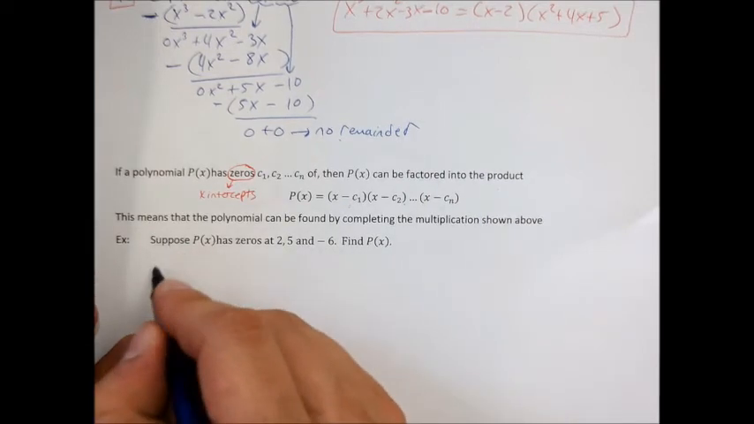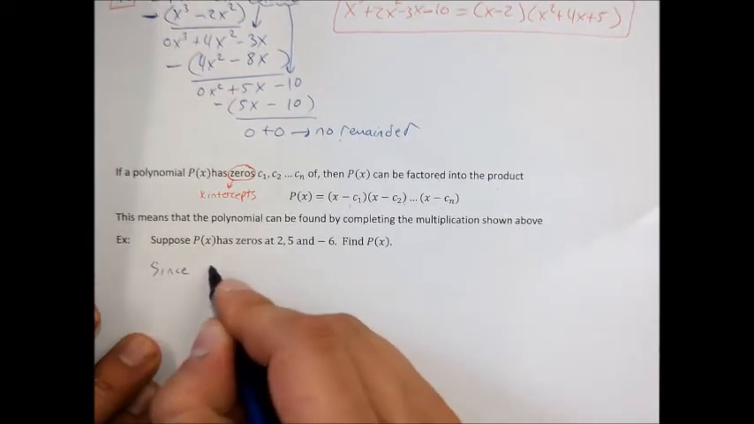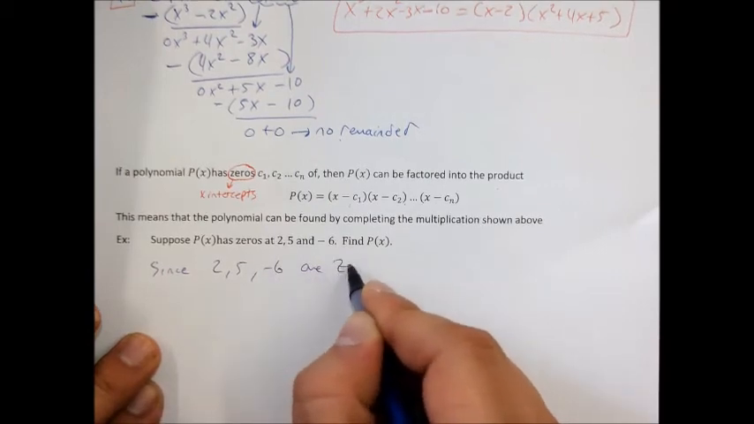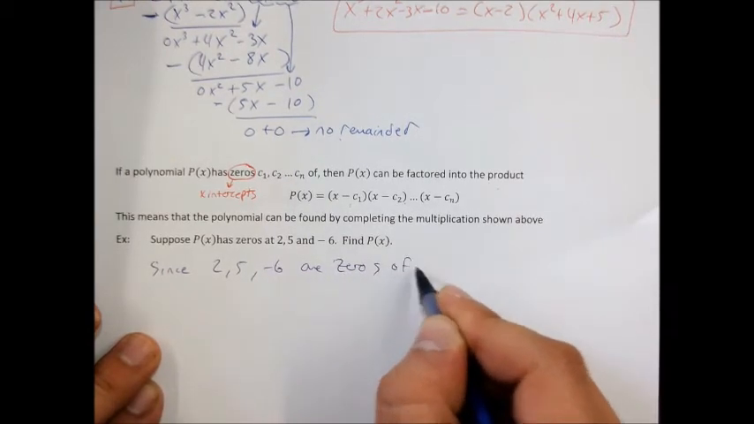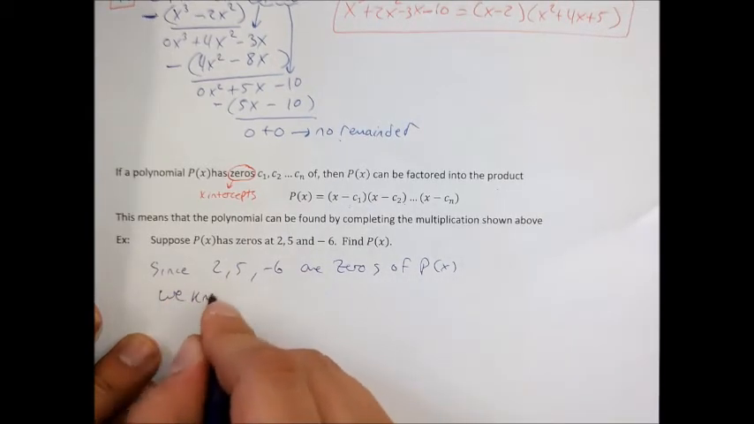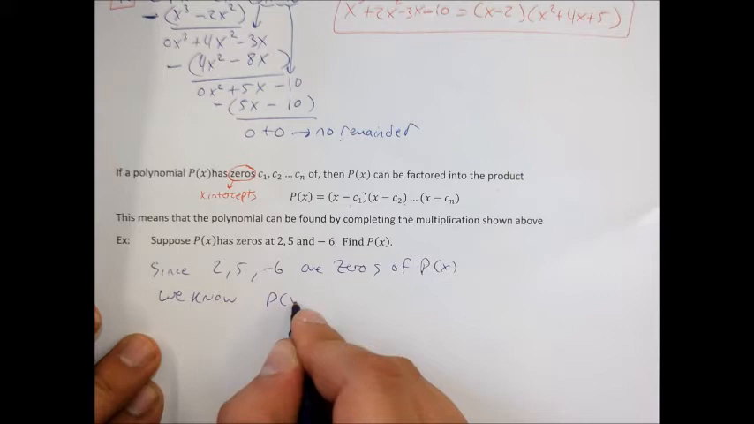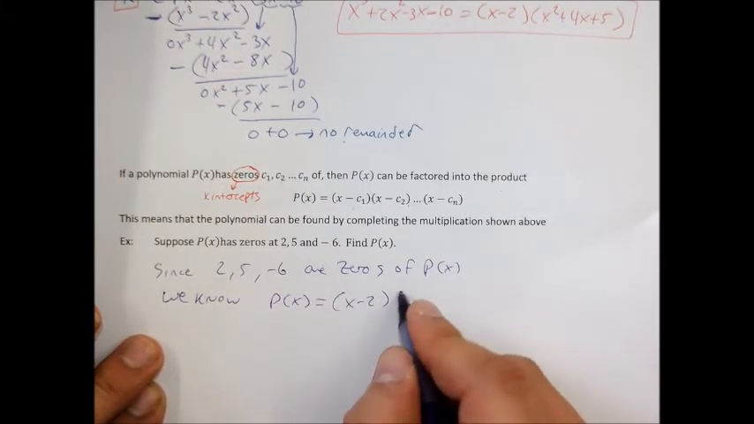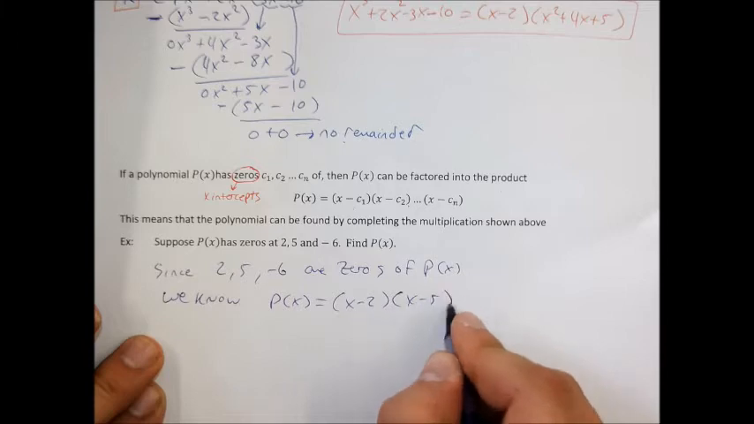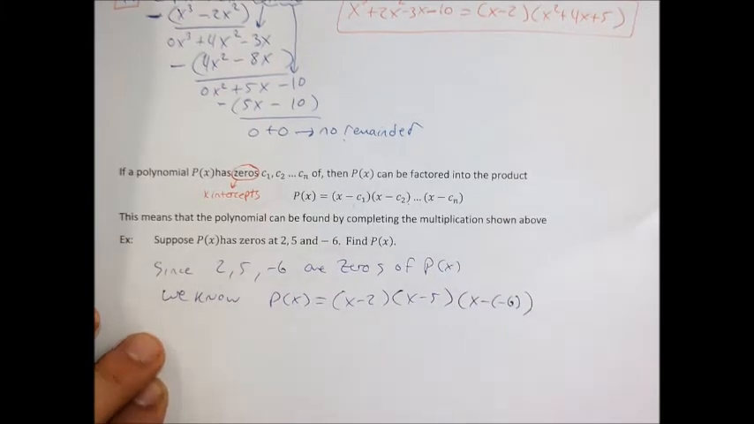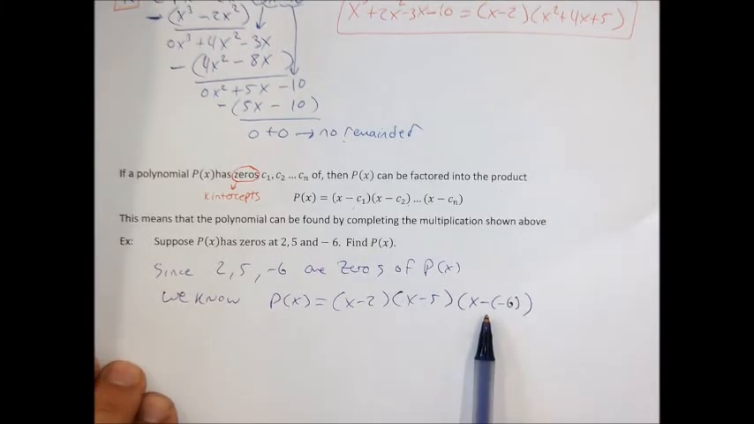Right? So since 2, 5, and negative 6 are zeros of p of x, we know that it can be written in factored form as x minus each of them. So x minus 2 times x minus 5 times x minus minus 6. Right? And so the x minus minus 6 is going to be a plus 6.